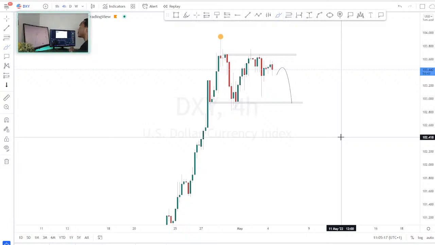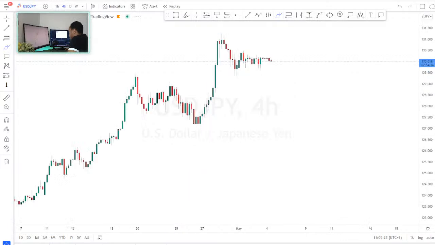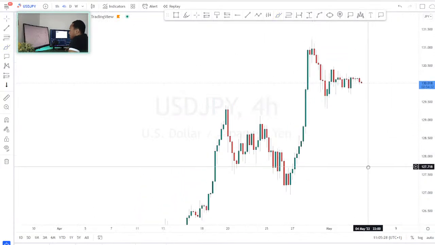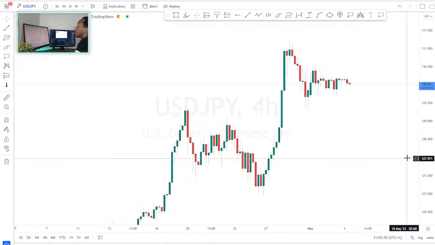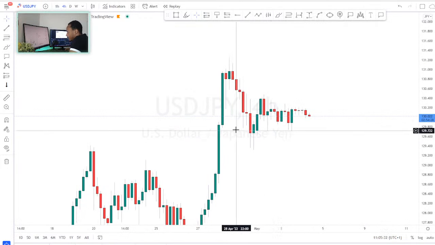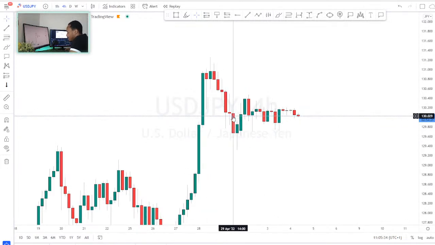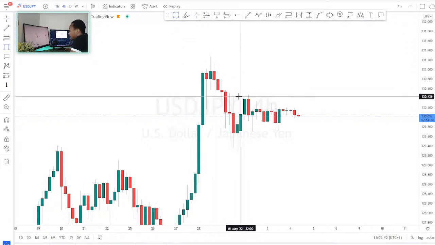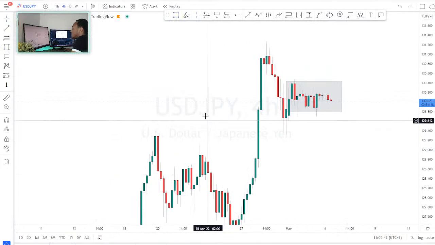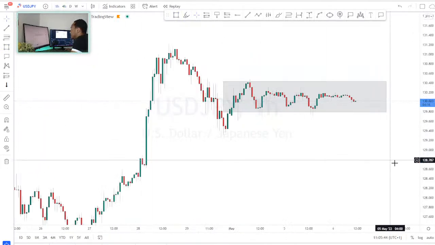USD JPY, of course, we'll take a look. USD JPY, sure thing. Okay, so USD JPY, this pair is getting just very, very dry. I'm pretty sure, where did we open this week? Here, maybe 29th of April, here 1st of May. We haven't done anything, so trading USD JPY right now is a little bit tricky.